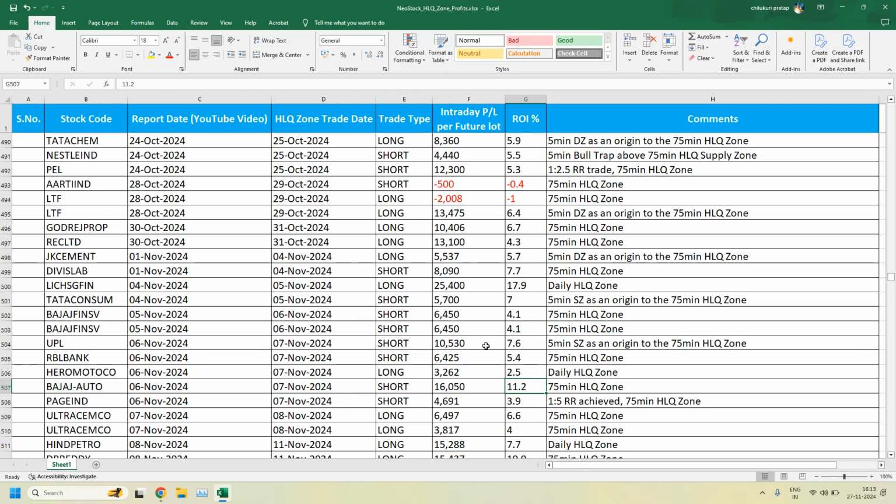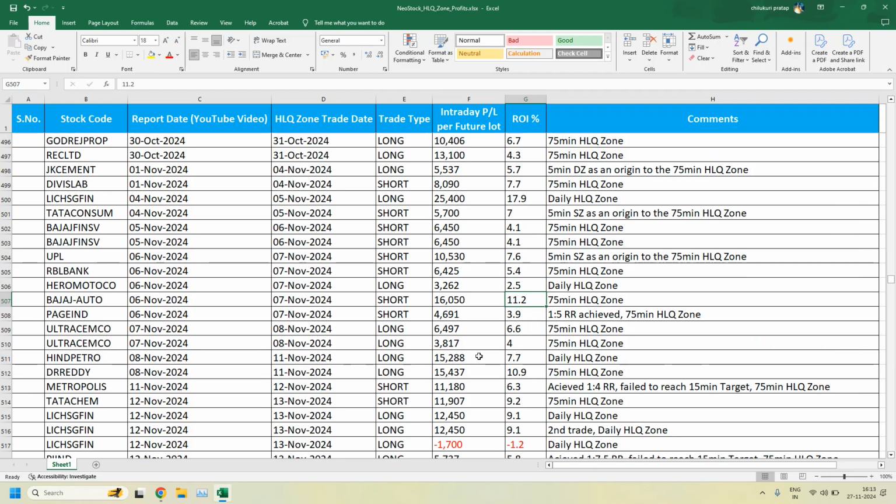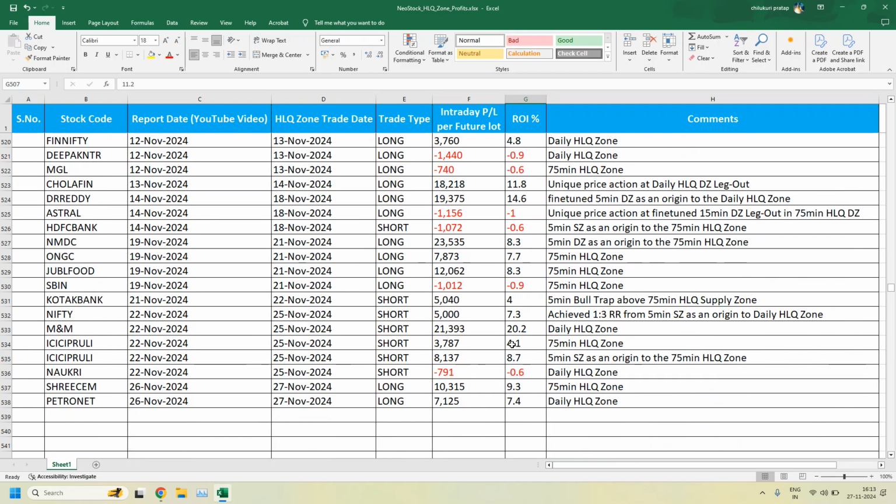But before that, especially after the elections till September, most of the time our ROIs were around 4 to 5%. Now from October onwards, all of a sudden it changed. We were getting ROIs beyond 6%. Most of the trades are giving 7 to 8% ROIs. See, today also both the trades, one trade is 9.3 and another is 7.4% ROI, beyond our average intraday ROI of 6%. So HLQ zones are performing well and giving good returns.